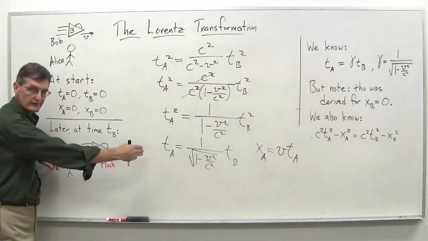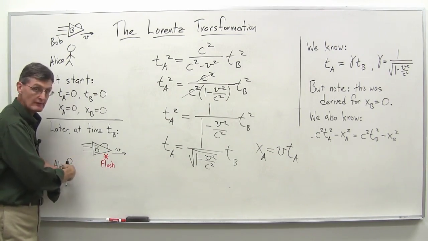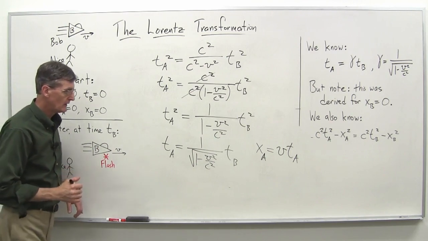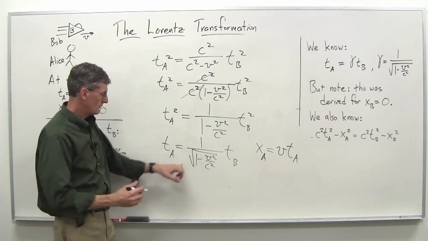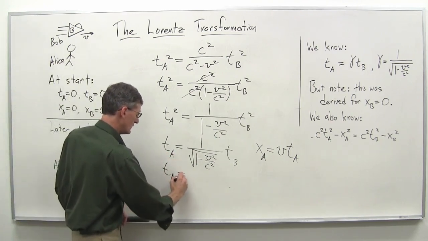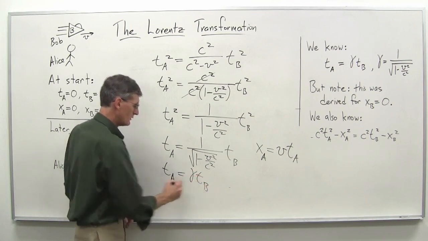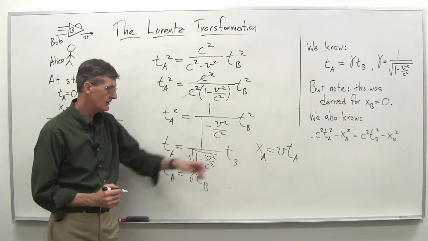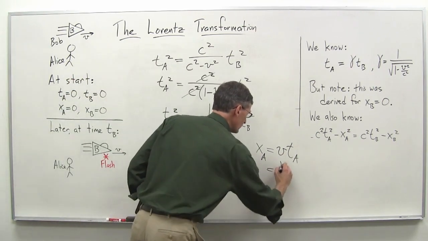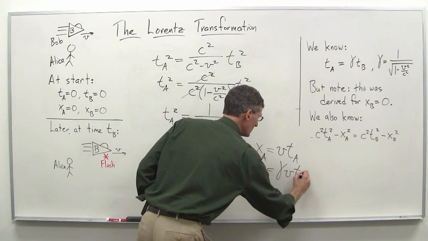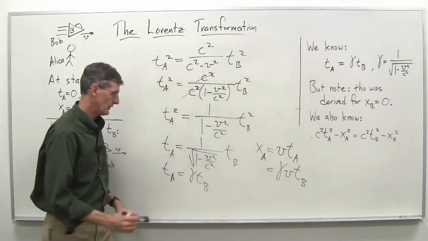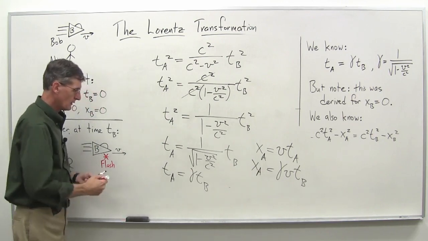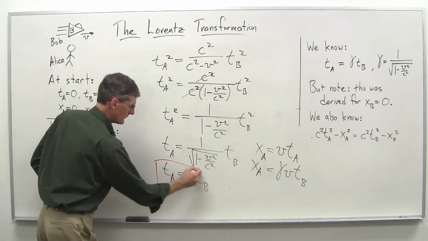Now it's just the velocity of Bob times the elapsed time on Alice's clock. So she's watching Bob go by with velocity V, and therefore this just is TA equals gamma TB. And so we can plug TA into here, and we get gamma V TB. So that's XA. So now we have our two, let's highlight them here.